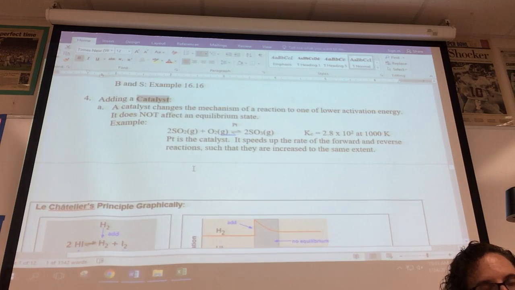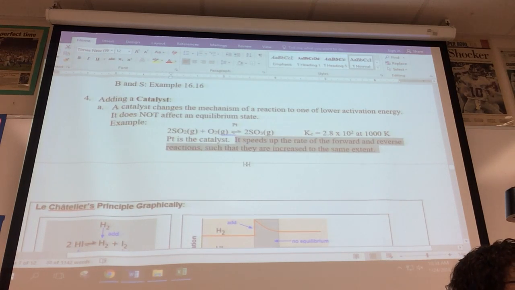Catalysts affect reaction rates. However, they don't affect equilibrium. A catalyst, we know, provides an alternative reaction mechanism with a lower activation energy. As a result, the rate of the reaction is increased. However, a catalyst speeds up both the rate of the forward and reverse reactions such that they're increased to the same extent. A catalyst has no effect on chemical equilibrium.